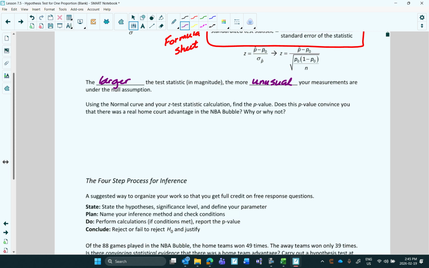So using the normal curve and that 1.08 that we got, we want to find the p-value. Here's how you find it. How do we find a probability or an area using a normal distribution? Normal CDF. Because remember, this is what we're looking at.